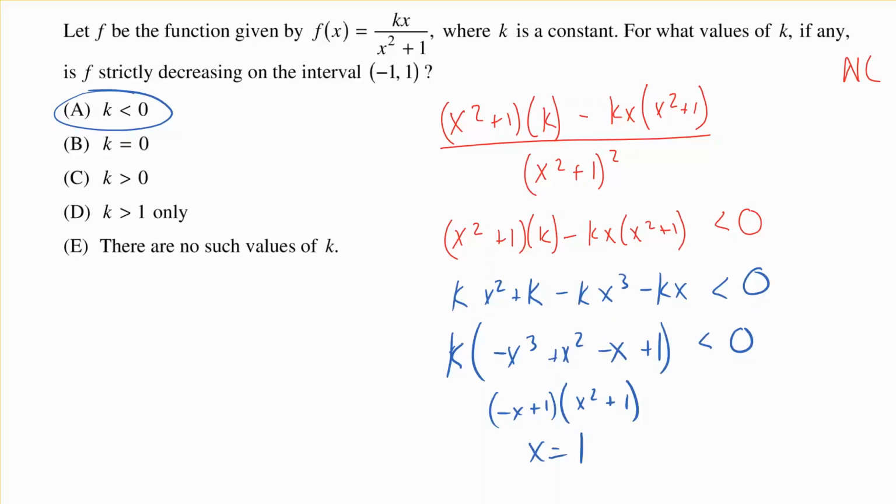As I'm looking at this, any values of x from -1 to 1 are always going to be positive. Until I put the 1 in, this is a negative something plus something, which is positive, times a positive. So really we're just looking at k. So k has to be less than 0. As long as k is less than 0, it is strictly decreasing on the interval. Kind of a tough one.